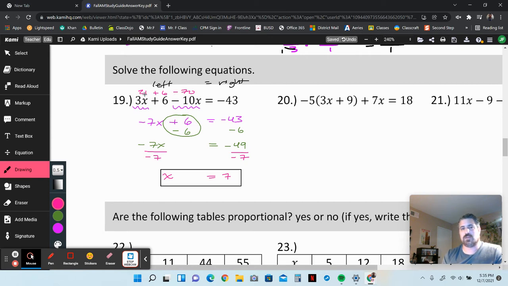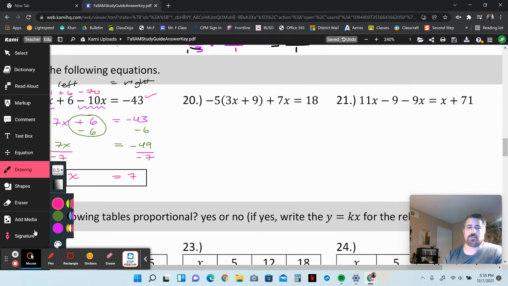Let's see if it does. So 21 plus 6 is going to be 27. 27 plus negative 70, negative wins by how much? If you take away 27 from 70, you're going to get 50 take away 7, which is 43. So yeah, it works perfectly. Good job, we checked our work.